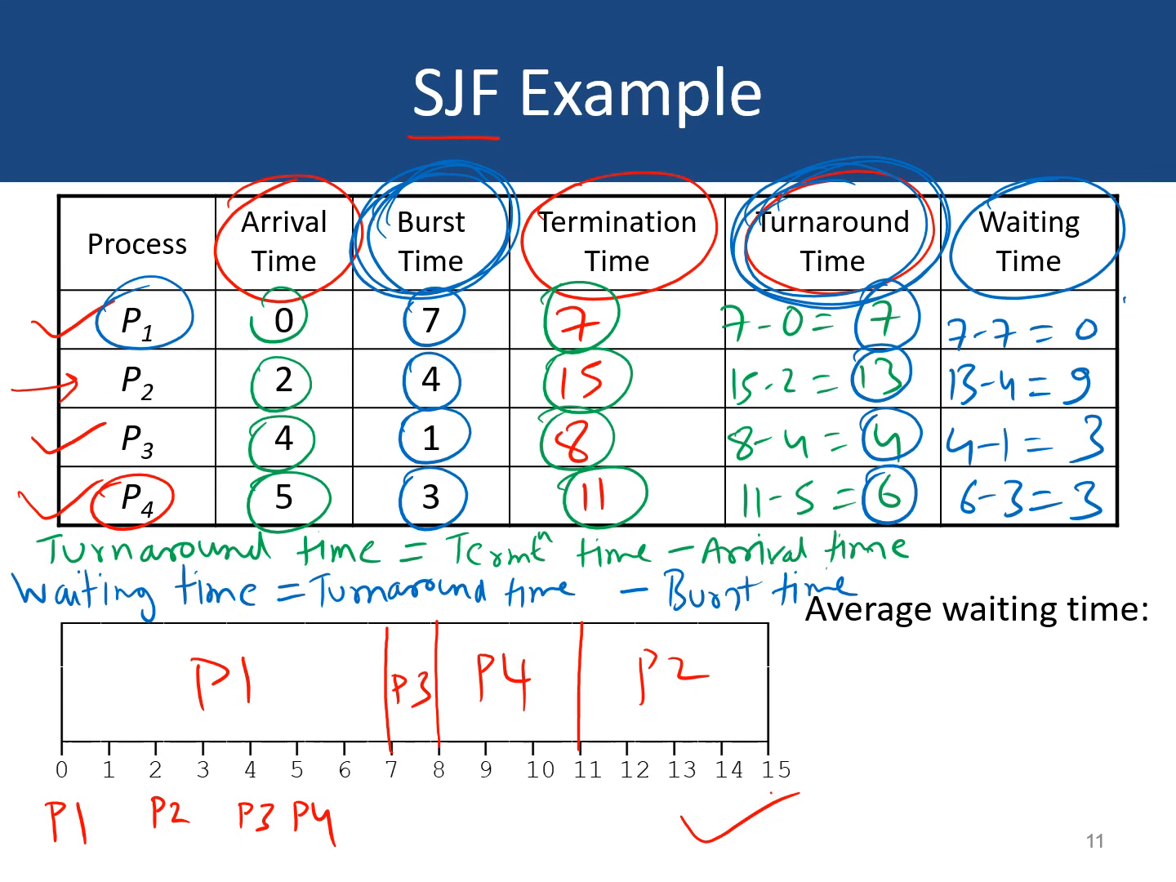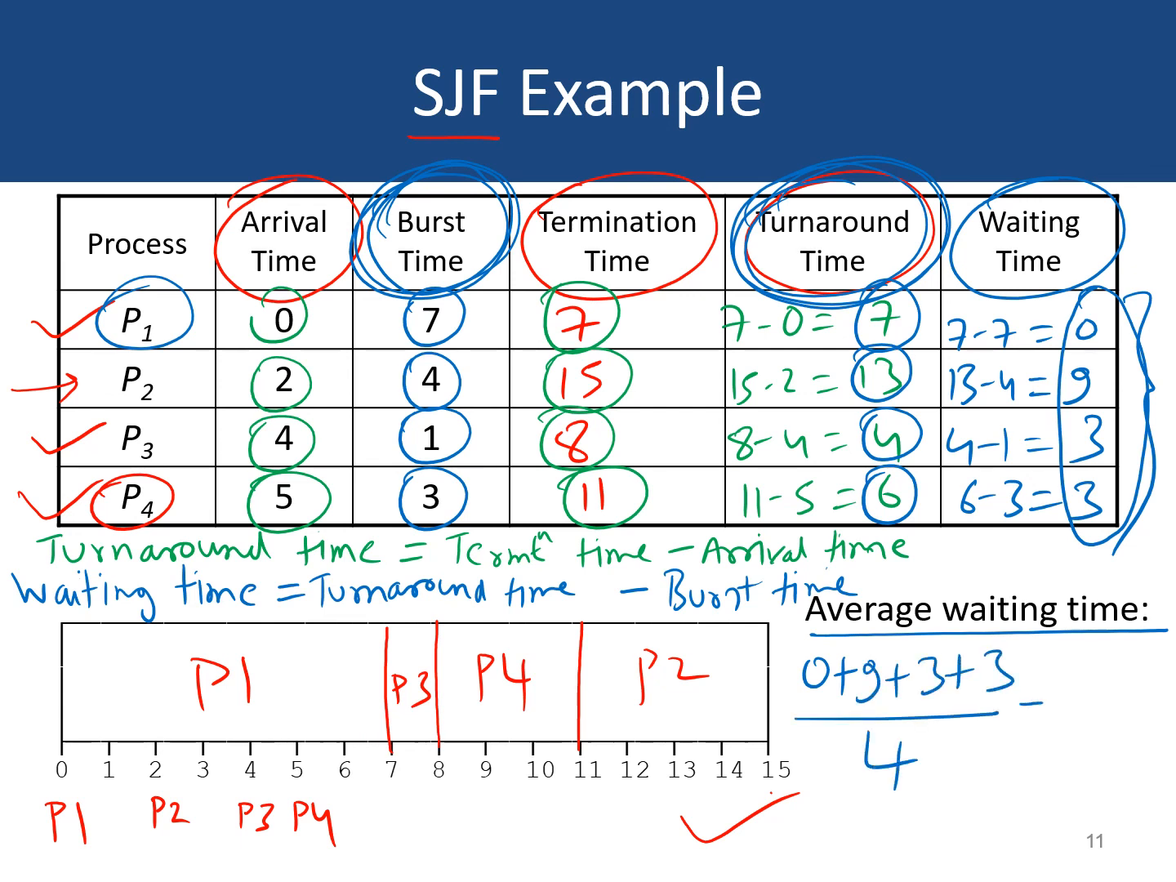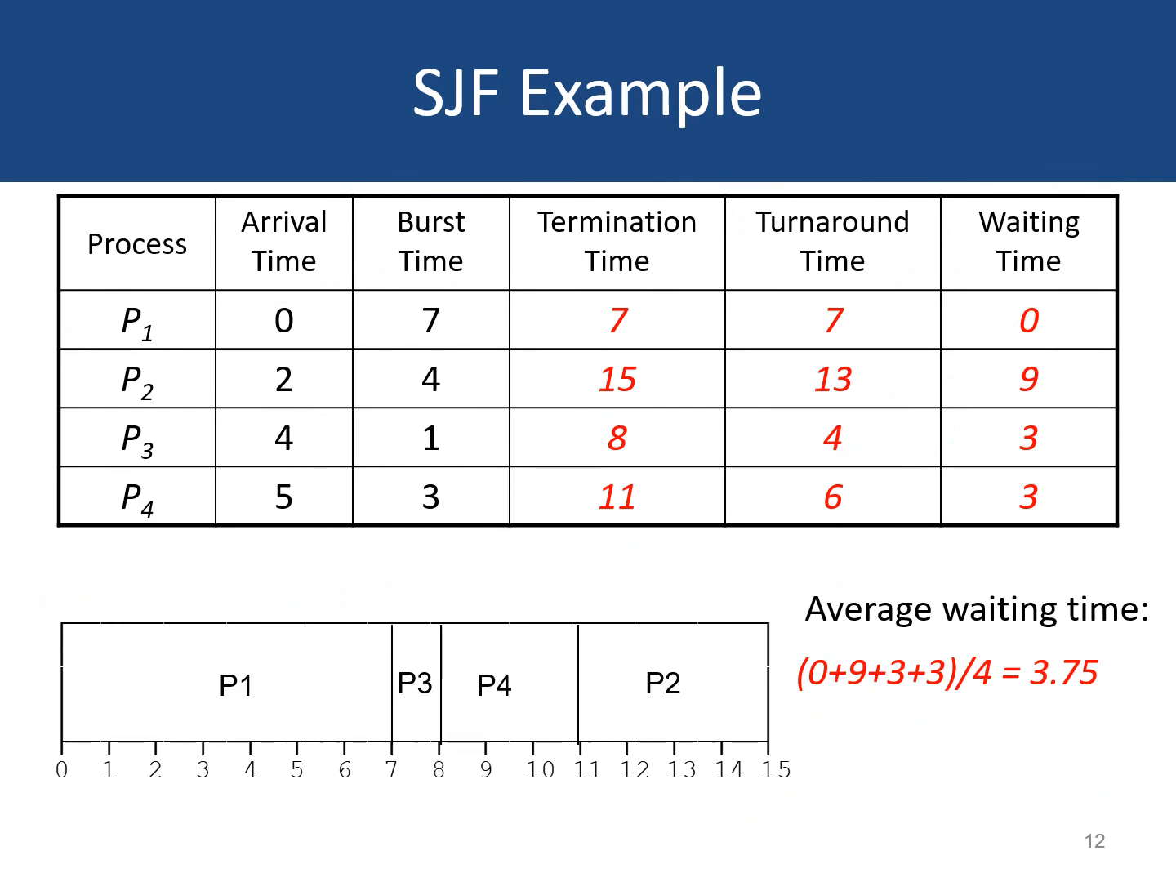So based on all of this information, let's now compute the average waiting time for all the processes. That would basically be simply an average of all these waiting times in the last column. So that would be 0 plus 9 plus 3 plus 3 divided by 4, because there are 4 processes, which is basically 15 divided by 4, which is essentially 3.75. The answers are also summarized over here.